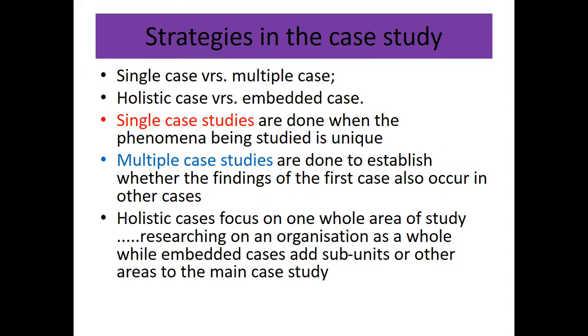So we have different strategies in the case study: a single case study, multiple, holistic case, and versus embedded. Single case studies usually are done when the phenomenon being studied is unique. So it's one and it's unique. Maybe it sometimes can even be one person you are looking at as a case. Multiple case studies are done to establish whether the findings of the first case also occur in the other case, right? So more like a comparison. Holistic cases focus on one whole area of study, researching an organization as a whole, while embedded cases add subunits or other areas to the main case.